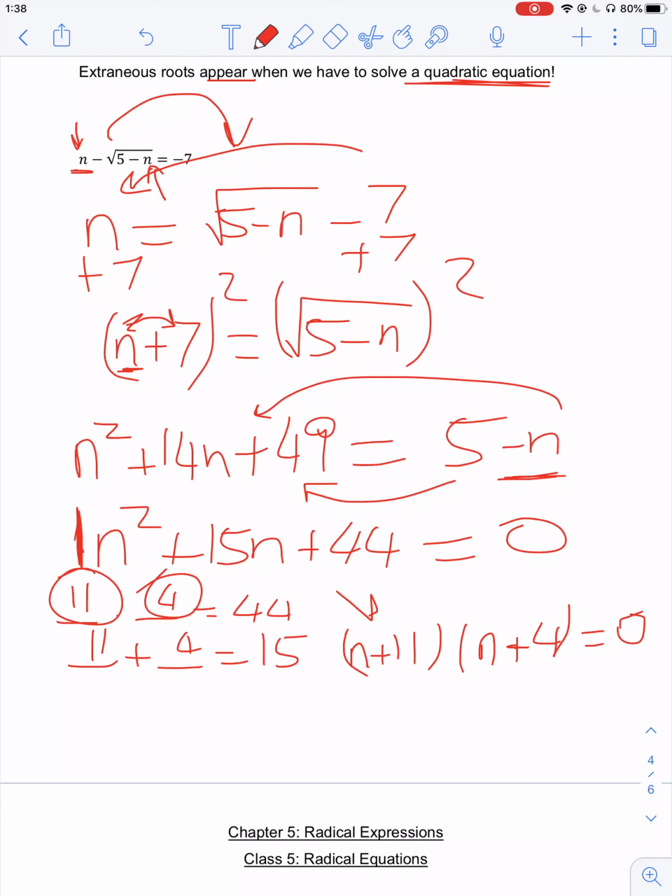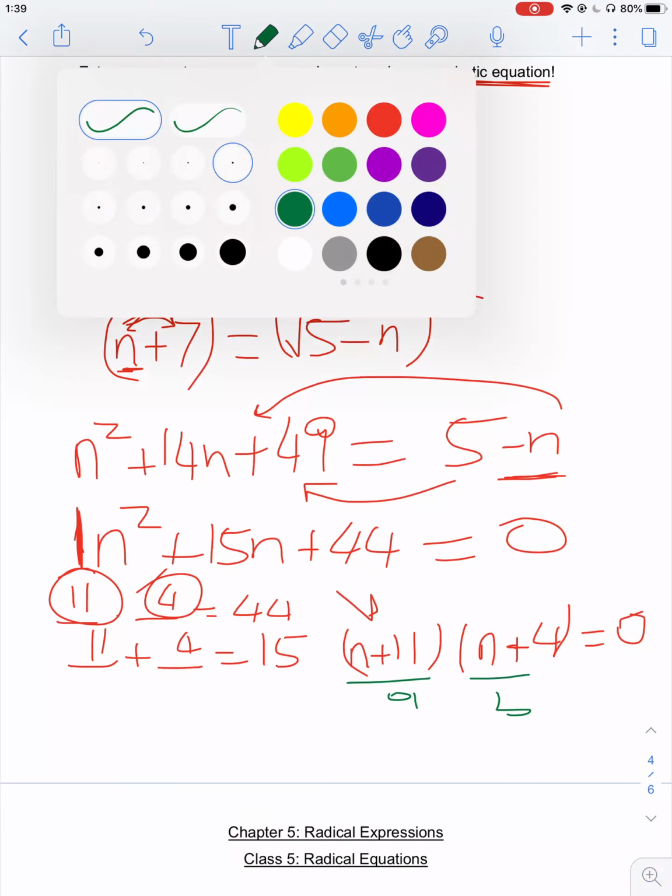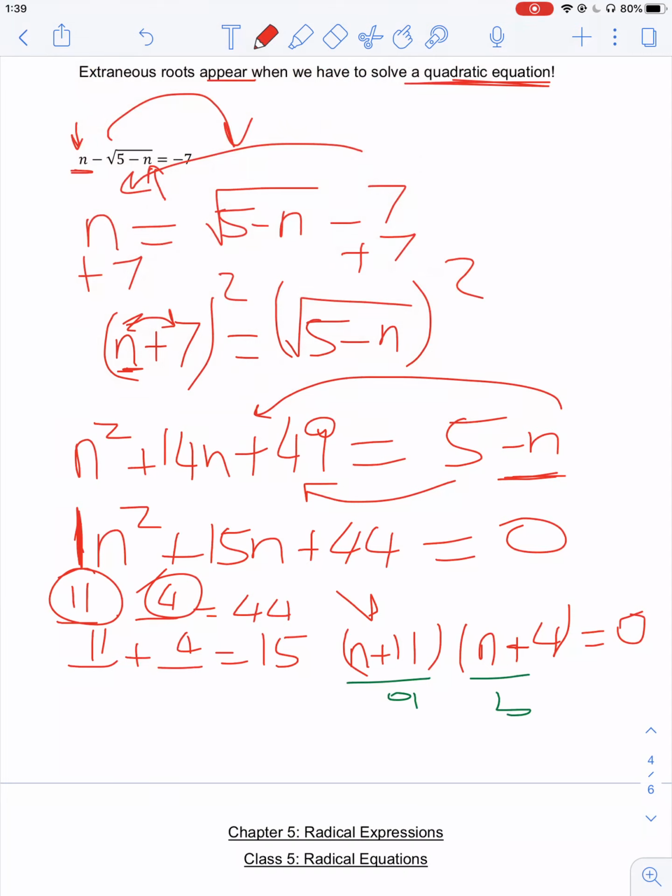Now you have essentially a times b is equal to 0. So either a is equal to 0 or b is equal to 0. That means either n plus 11 is equal to 0, which means n is equal to minus 11, or n plus 4 is equal to 0, which means n is equal to minus 4.